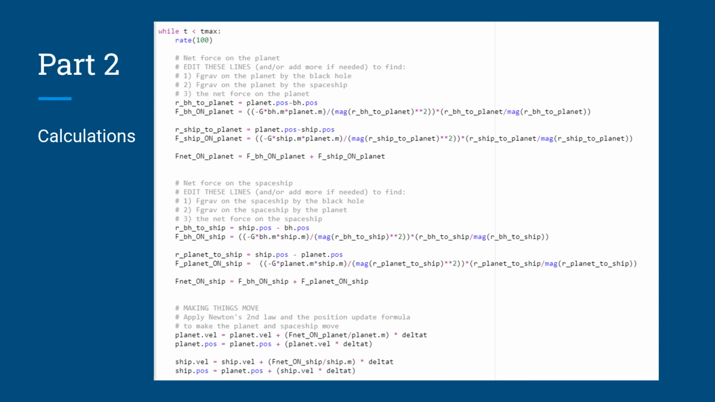We began by calculating the r vectors to then use them in the force due to gravity formula for the force of the black hole on the planet, and then for the one of the ship on the planet, and then we calculated the net force by adding these two forces, as you can see. And we did the exact same thing for the black hole on the ship and for the planet on the ship. And we finally used the velocity and the position update formulas to calculate the velocity of the planet and of the ship, as well as the position of the planet and the position of the ship.